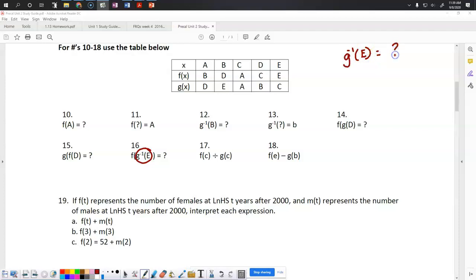Well, I don't know what that is yet. But I do know that since it's an inverse, I can rewrite it like this. And now I know that I'm wondering what's the input when the G value is E. So let's find the G value, and the input that goes with that is B. So that means that G inverse of E is equal to B. So if this part here is equal to B, then I would just replace it with B. Now F of B means I'm going to look at what is the F value when the input is B. So input is B, F value is D.